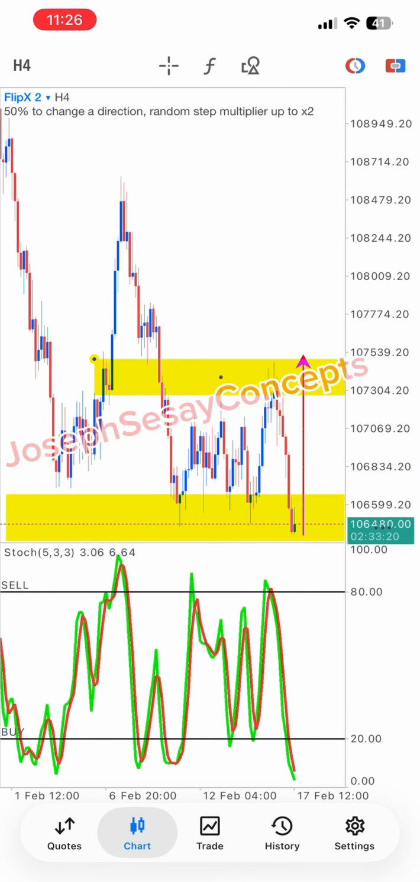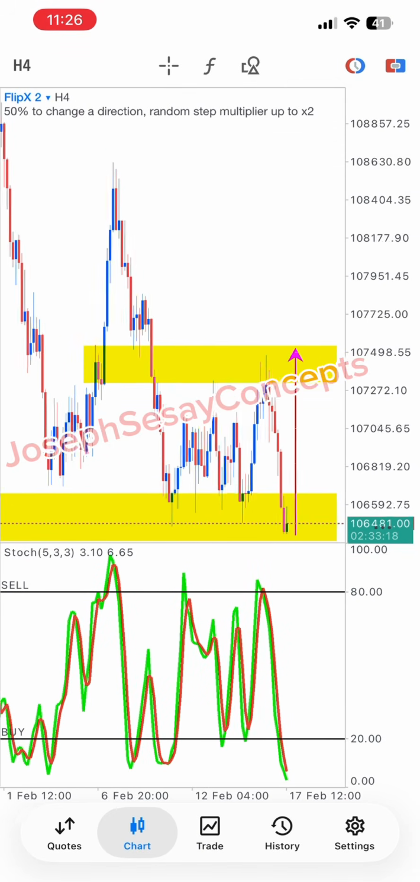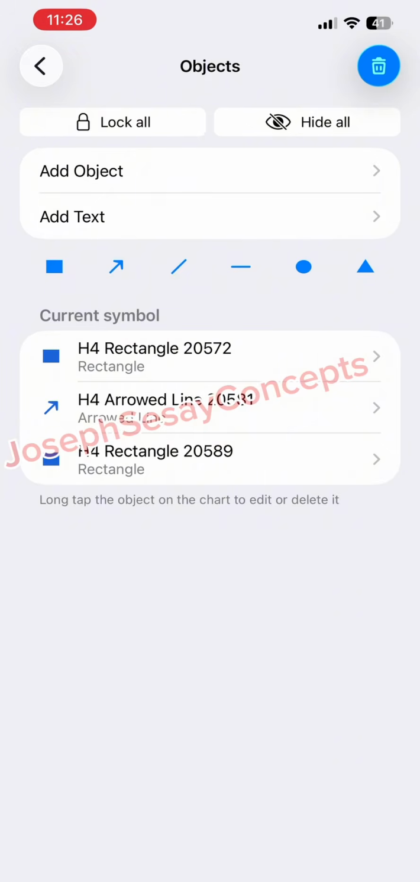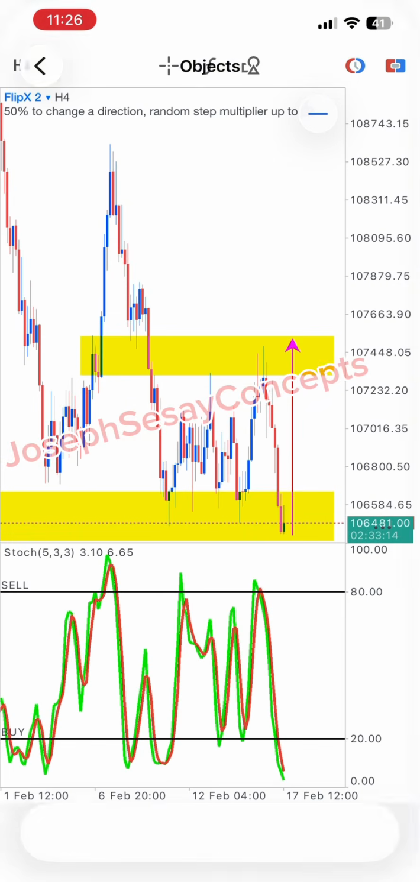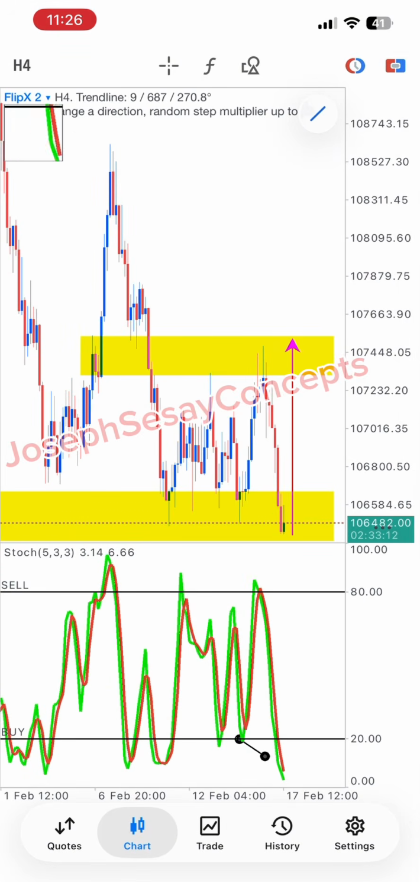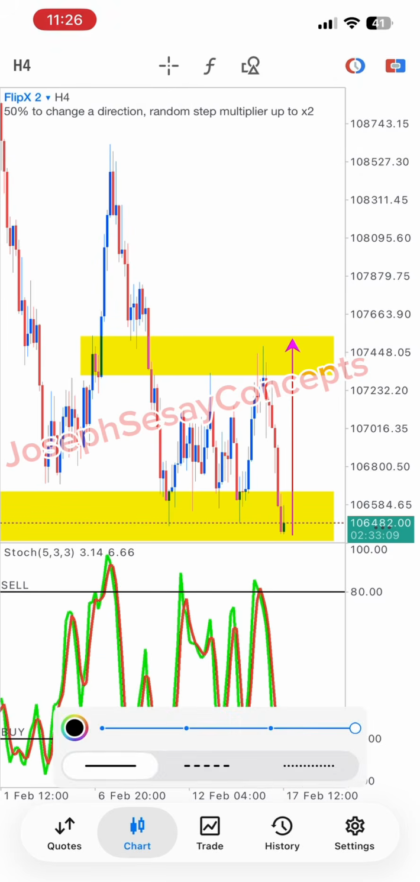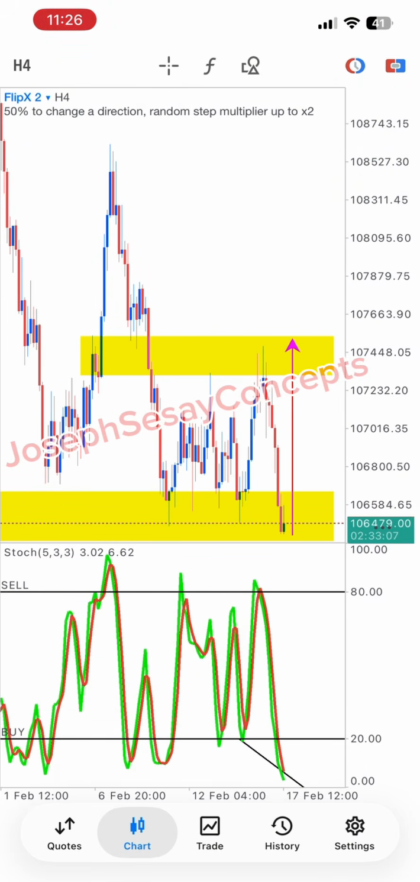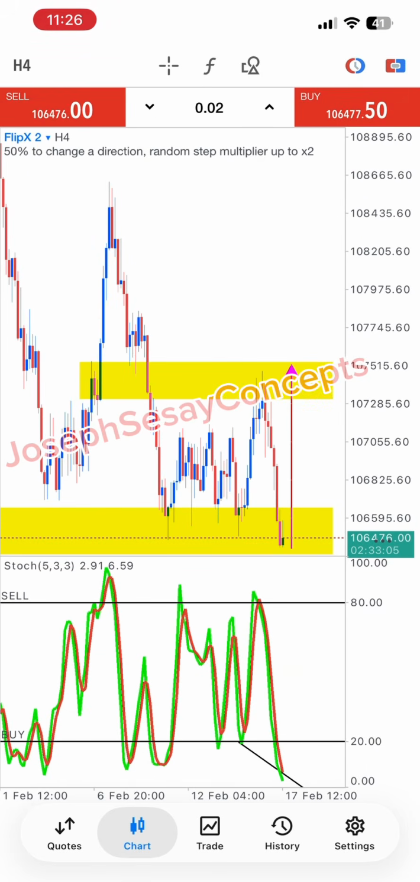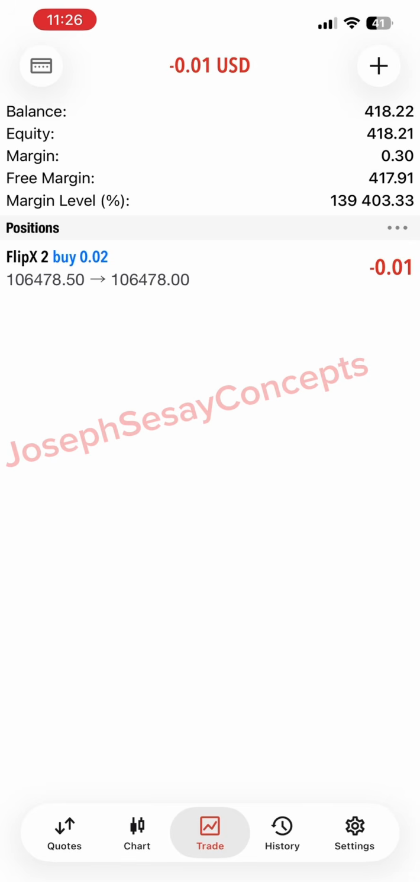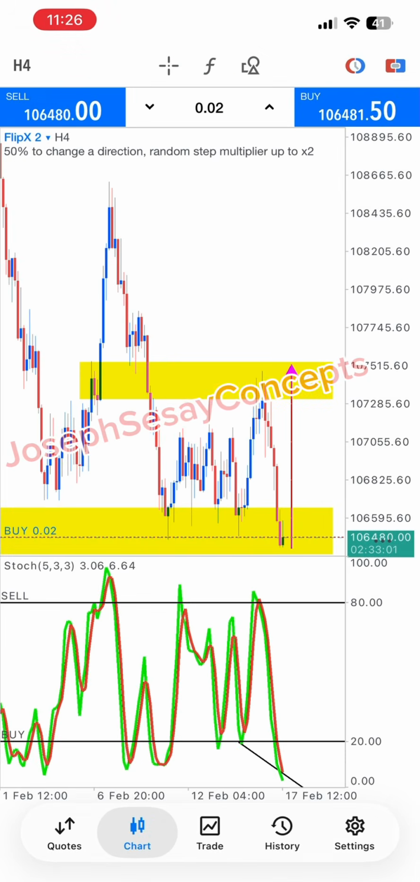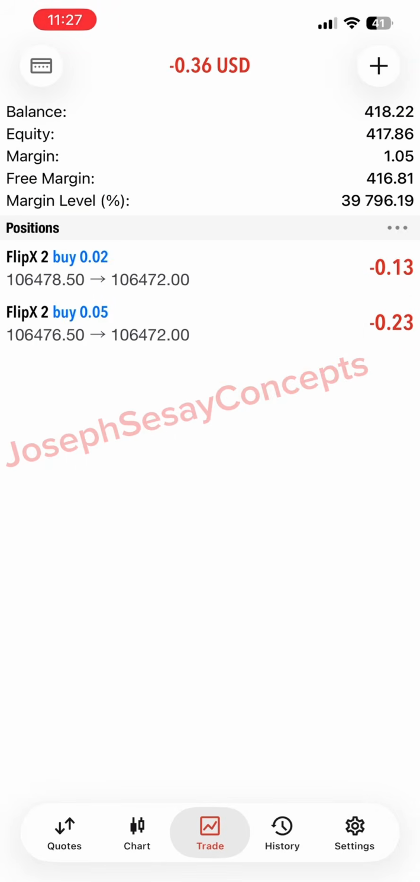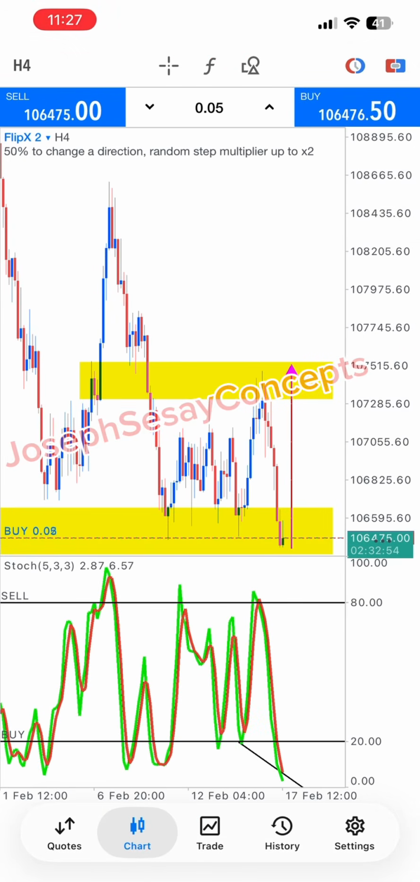So this is my support and this is my resistance. At the top is my resistance. I'm expecting price to react to this particular support level. Why? Because there is divergence. When there is divergence and price is at a key level, it is a very good confirmation. So let's just open a few positions. Let's test the waters, after which we can go in full margin.